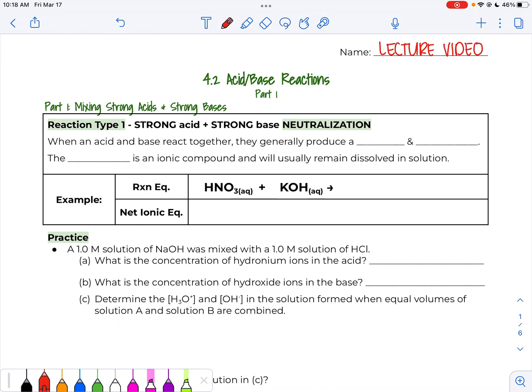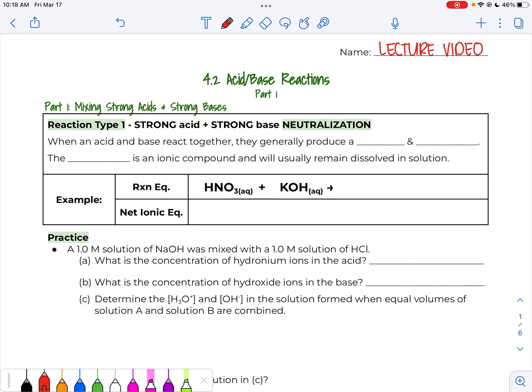Welcome to Acid-Base Reactions Part 1. So what we're going to talk about in this video is what happens when we mix strong acids and strong bases. How can we calculate concentrations? How can we calculate pH? All that good stuff. And then we're going to talk about weak acid base equilibria problems.